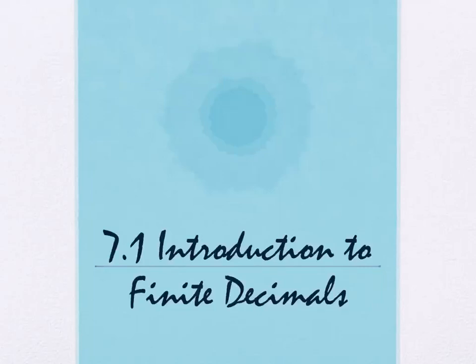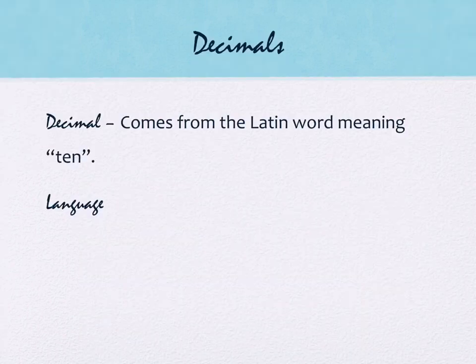All right, today we're going to take a look at section 7.1. This is our introduction to finite decimals. And as with any section of material, when we start it, we start with vocab and things to make sure we're all on the same page when we're talking about it. So to start with the word decimal, the word decimal comes from the Latin word meaning 10.